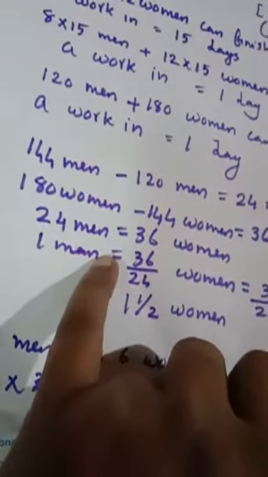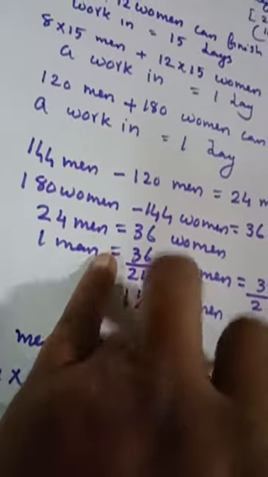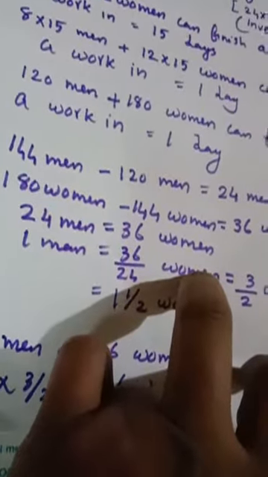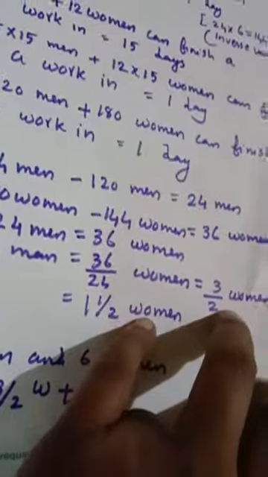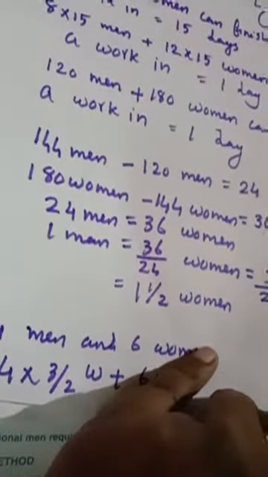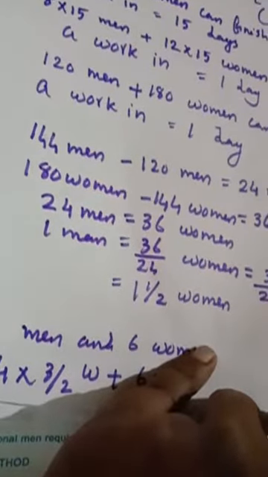So we want to find 1 man. 1 man is equal to 36 by 24 women. 36 by 24 is 3 by 2 women, that is 1.5 women. So 1 man is not equal to 1 woman. 1 man is equal to 1.5 women. Clear?